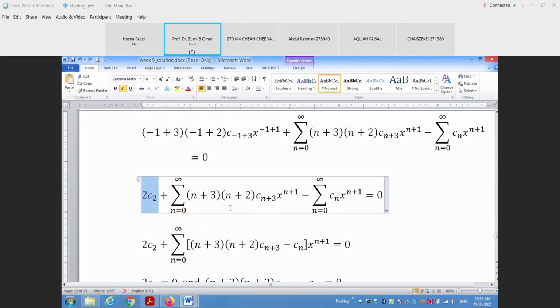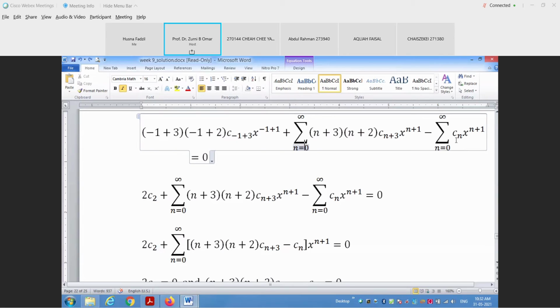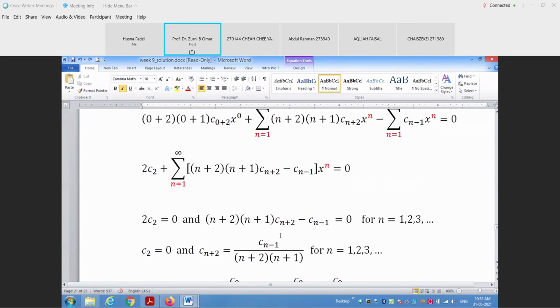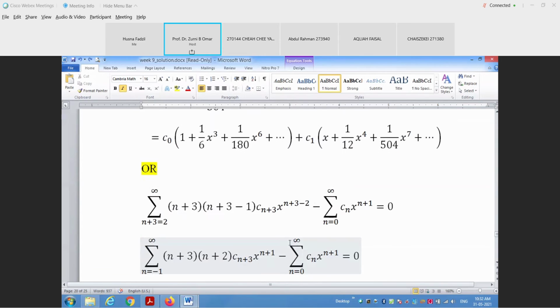Now we can combine these two summations because the powers are the same. This will be n plus 3 times n plus 1, seeing n plus 3. Before this, we had seeing n plus 2. Now here we have seeing n plus 3.